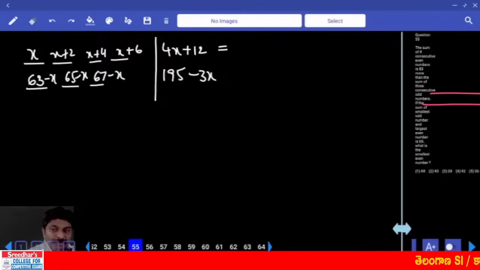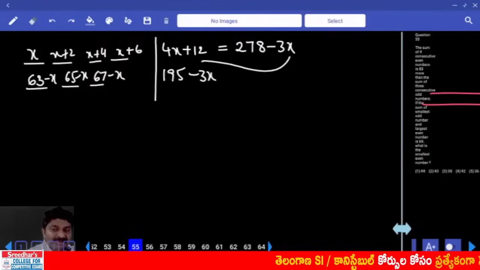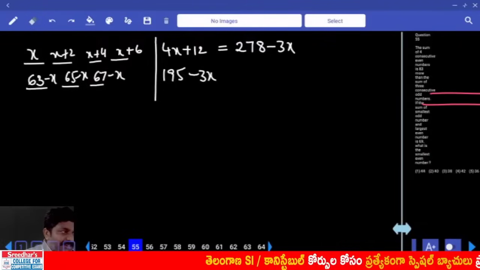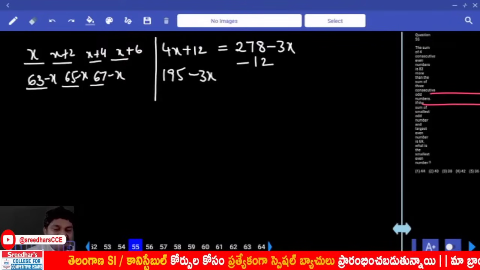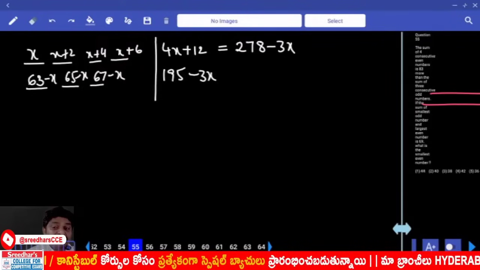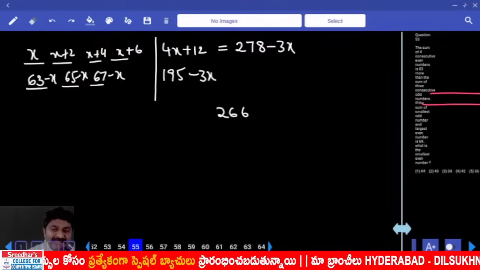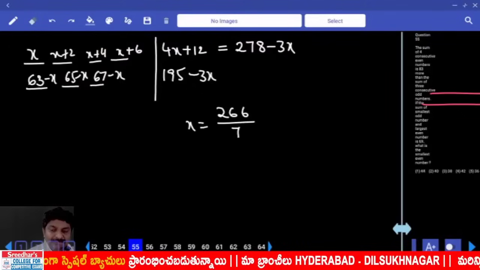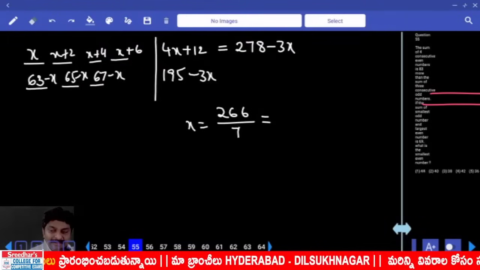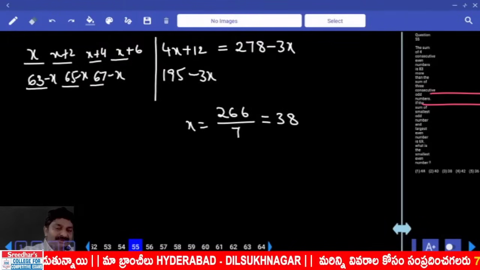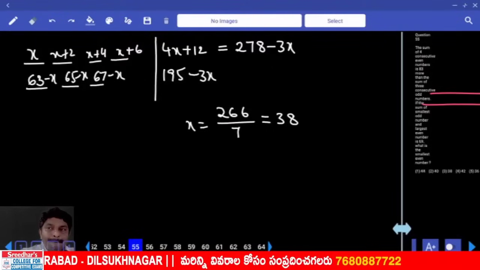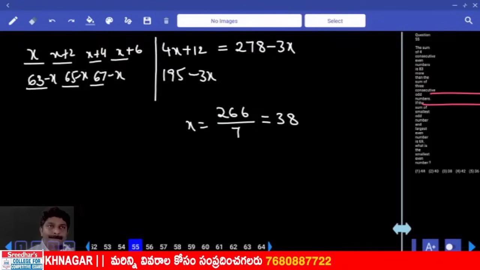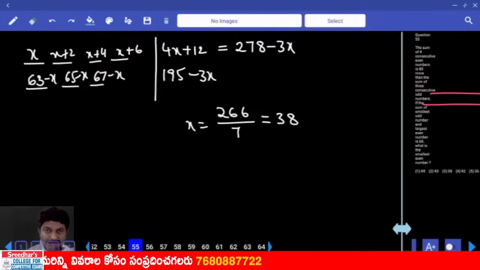Come on. 4x plus 12 equals 278 minus 3x. Minus 3x goes to the left hand side. 12 comes to the right hand side and becomes minus. Are you okay? Then from this if you subtract 12, that is equal to 266. 7x is equal to 266. Then x is equal to 266 divided by 7. Got it? 7 3 times, 7 38 times. x is equal to 38. Followed?